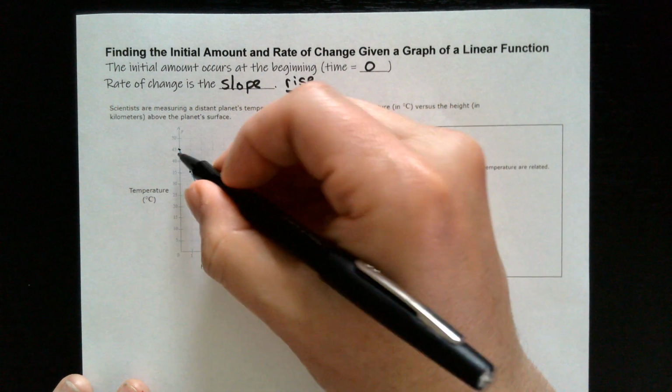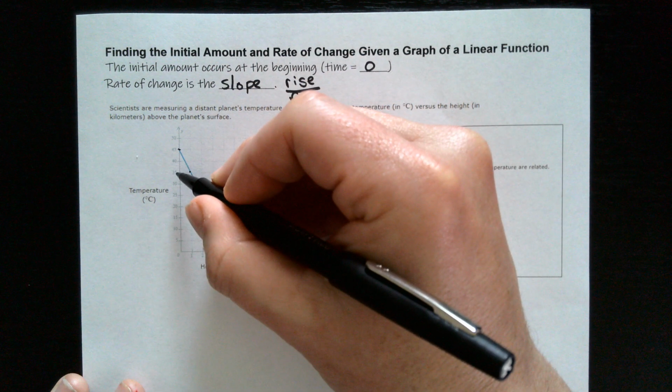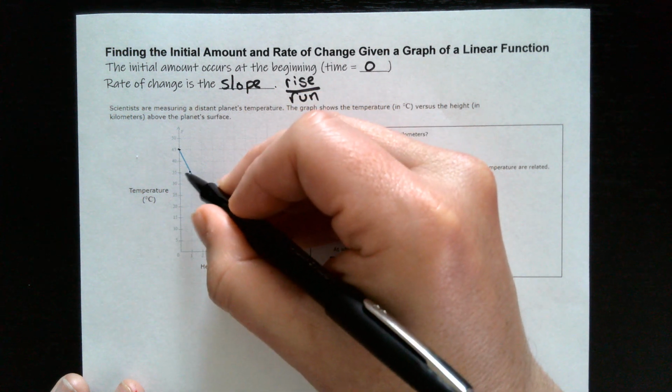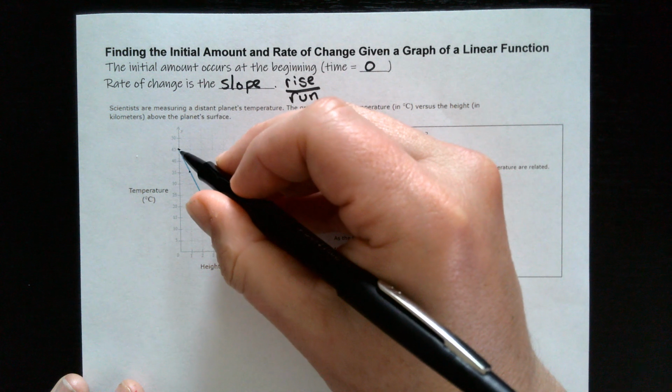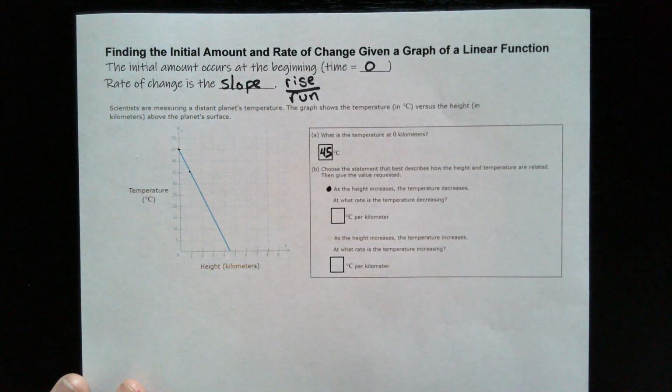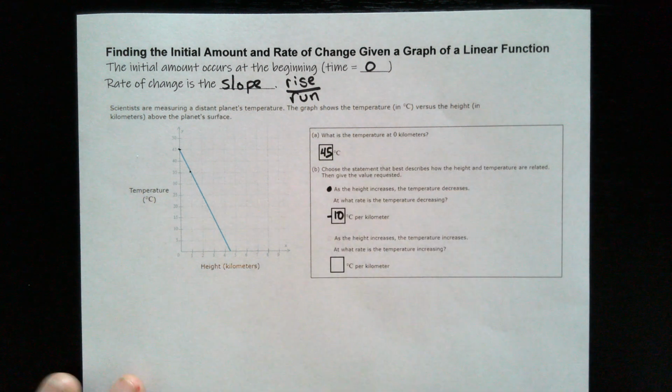So it goes down how much? From 45 to 35, that's down 10, right? And in that same time, it went over how much? Just 1. So negative 10 over 1. So negative 10 per kilometer.